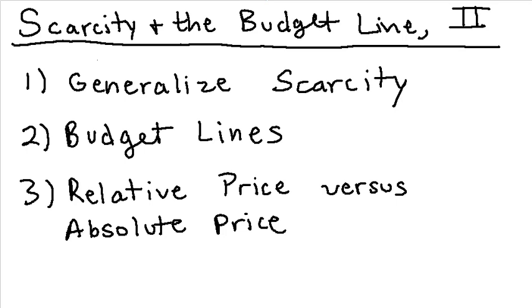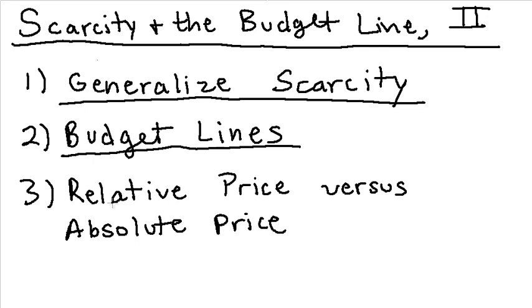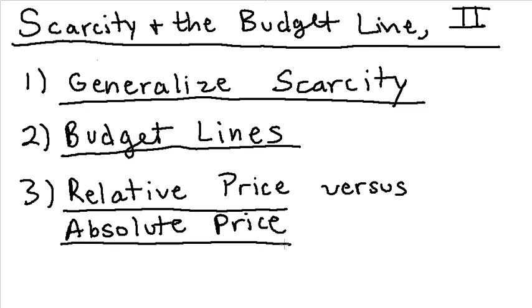Today we're going to continue section 1.1 of the McCloskey book, Scarcity and the Budget Line. We're going to talk about three things today. The first thing we'll talk about is the concept of scarcity yet again, but we'll generalize it to two dimensions. Next we'll talk about the concept of budget lines. And finally, we'll talk about the difference between relative price and absolute price. So, let's get started by talking about the concept of scarcity in more than one dimension.